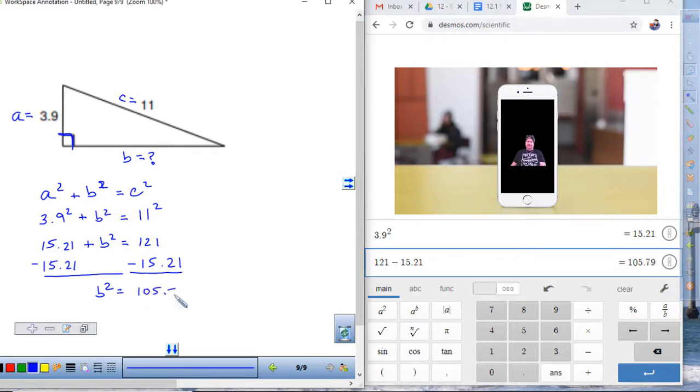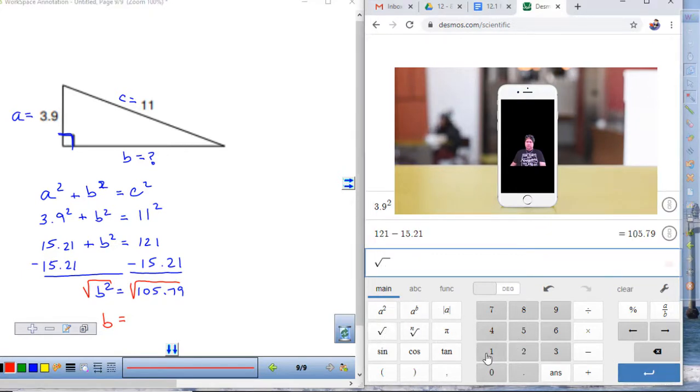105.79. And the last step we have is to take the square root of both sides. So we can't call that done until I'm taking the square root. So B equals, and we can do this a few ways. We can copy that number, but I'm just going to hit enter and I'll type it in. So the square root of 105.79, and there it is, 10.28. So it's 10.3 when we round it off to the nearest tenth.